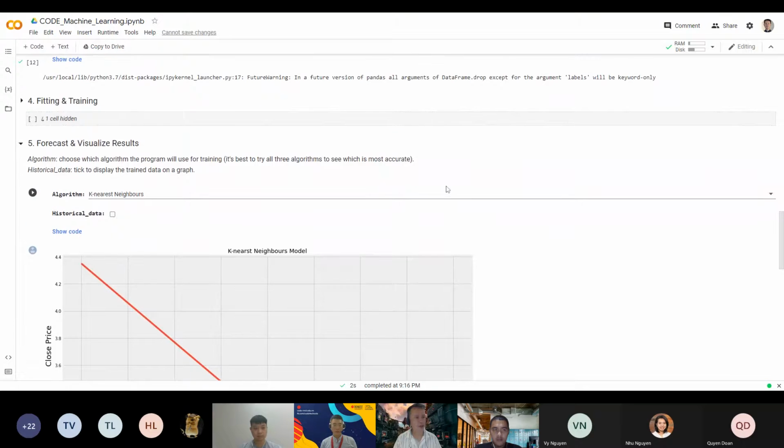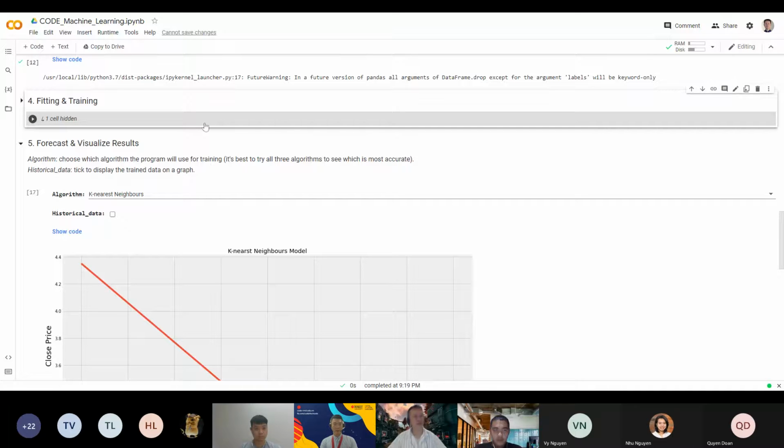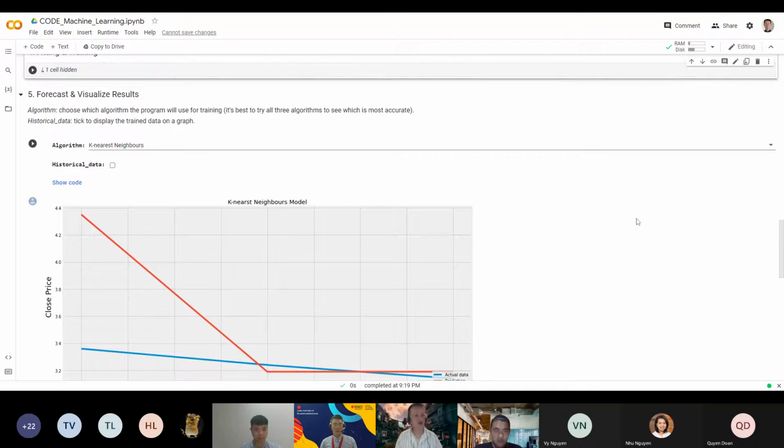Now we're going to scroll down to number 4, called fitting and training. So this is basically where the software is going to start doing its thing. All right, so all we have to do is press play. Simple as that. That's a very quick part of the program. Now this is when it gets interesting. So forecasting and visualizing results. So what we're going to do now is instruct this software to do a machine learning algorithm process on our data.